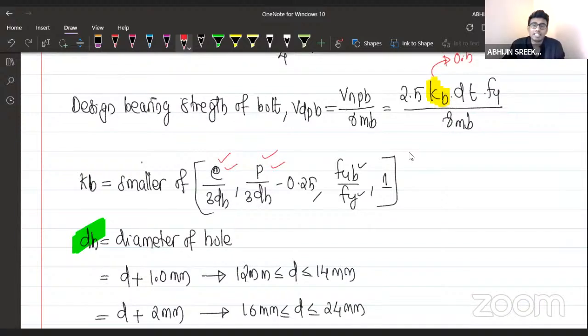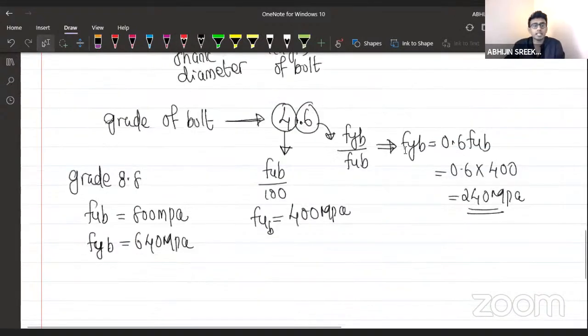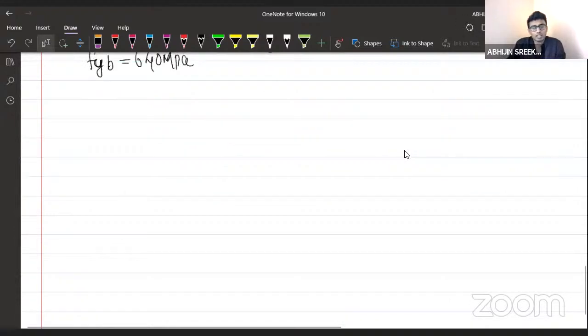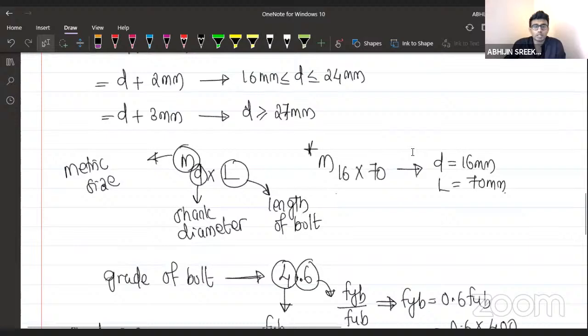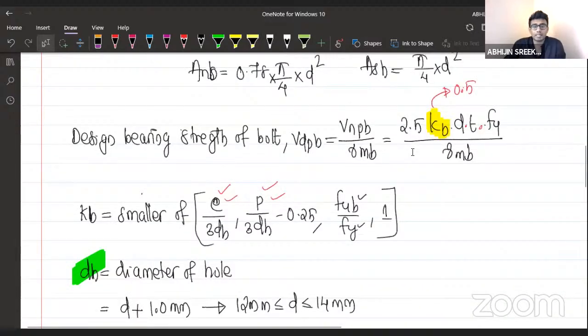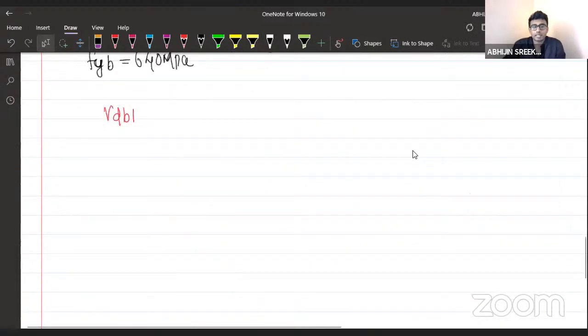And similarly, we have D and T. Tell me the value of D, T, Fu and gamma MB. Let's calculate the design bearing strength together. We are interested in calculating the design bearing strength of the bolt. It is represented by VDPB. Design bearing strength of the bolt, VDPB.